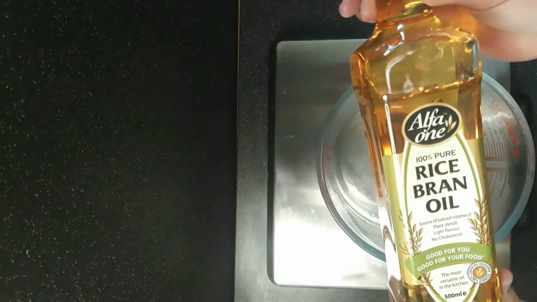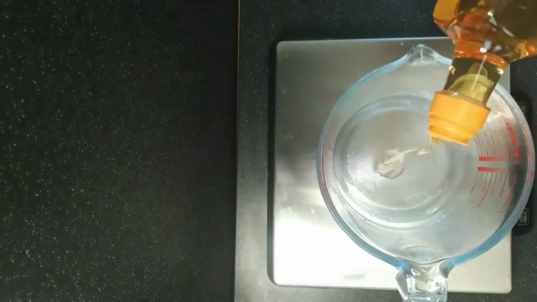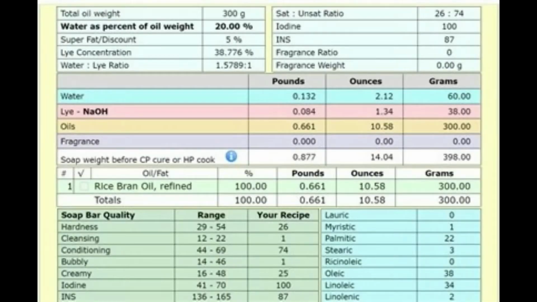Today I'm making 100% rice bran oil soap. Here's what it looks like on SoapCalc. Sorry it looks a tad blurred. It always does when I do a screenshot and edit it into a video.